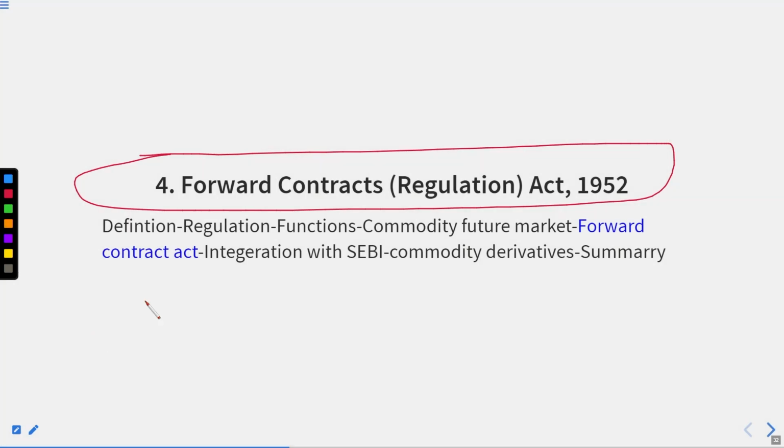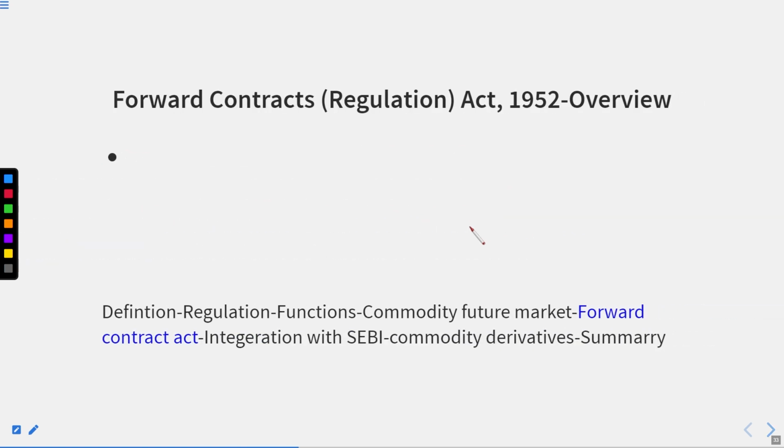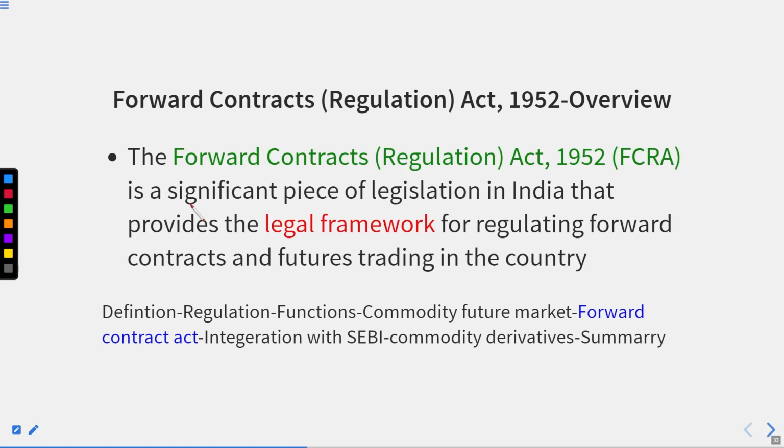Okay, so here also we are going to start with the discussion on this part. First, we are going to see the overview. The Forward Contracts Regulation Act 1952, in short known as the FCRA, is a significant piece of legislation in India that provides a legal framework for regulating forward contracts and future trading in the country. When we talk about forward contracts and future trading in the country, it comes under the supervision of FMC, Forward Market Commission. That's what we have discussed.